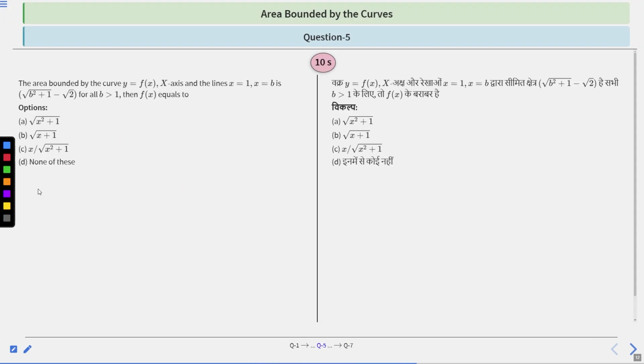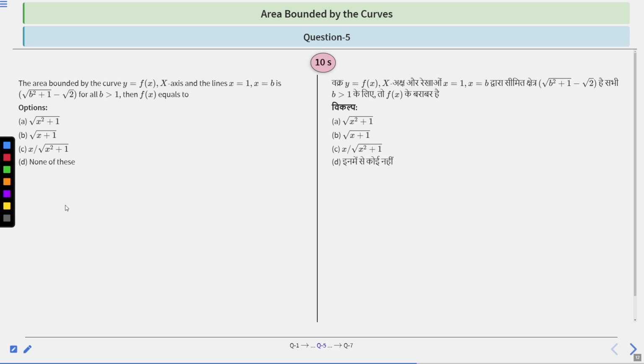Question number 5 says the area bounded by the curve y equal to f(x), x-axis, and the lines x equal to 1 and x equal to b is root over b square plus 1 minus root 2 for all b greater than 1. Then we have to basically calculate f(x). So the hint of this question is, since area bounded by curves is given, therefore integration of f(x) dx from x equal to 1 to b is basically this one, right? Given.